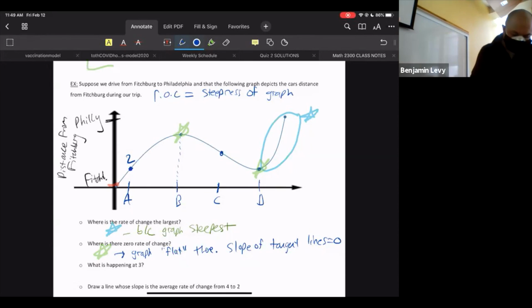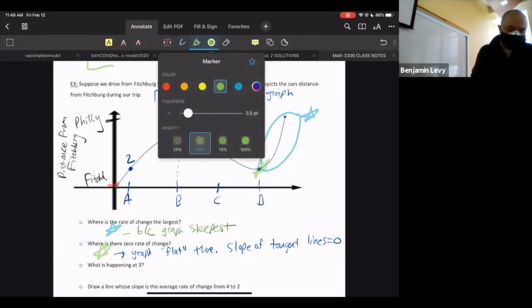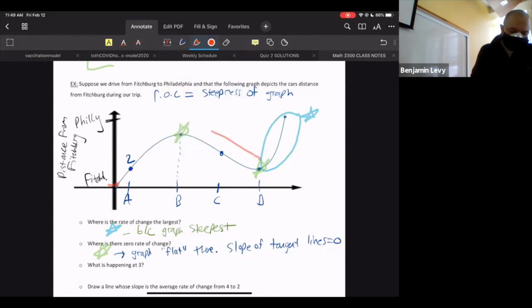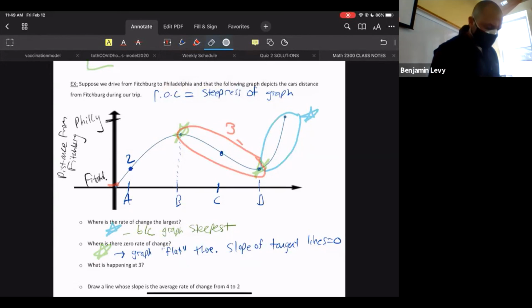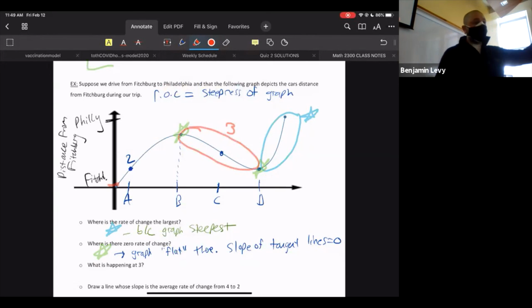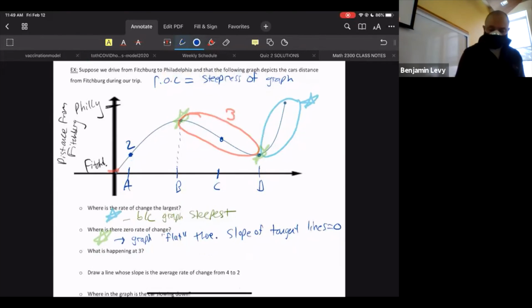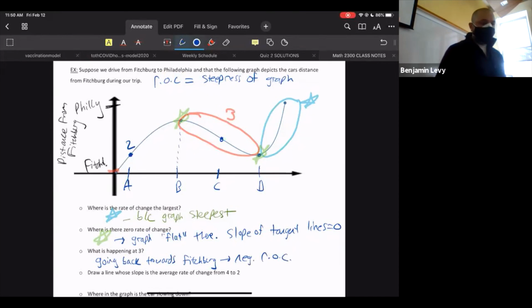So I've already mentioned this. The next question is what's happening at number 3. Let's go ahead and label number 3. Let's say 3 was this section of the graph. What's happening there? I've already said it a couple times, but just going back towards Fitchburg, right? And so the tangent lines are negative there. So direction matters again, just kind of emphasizing that. So 3 is going back towards Fitchburg. But the thing I really want to emphasize, that means negative rate of change because direction matters.